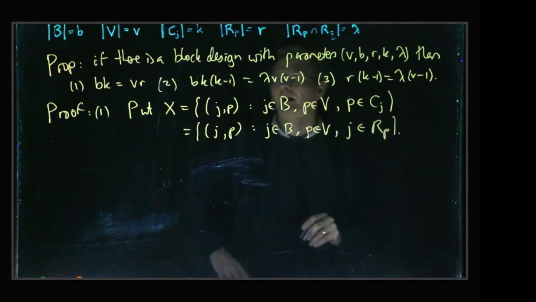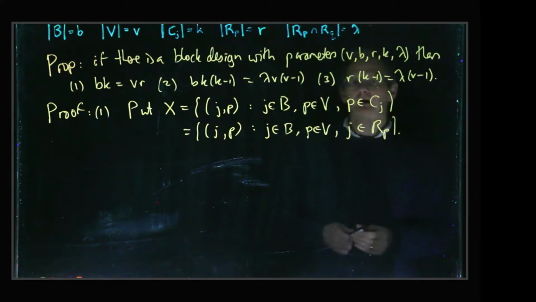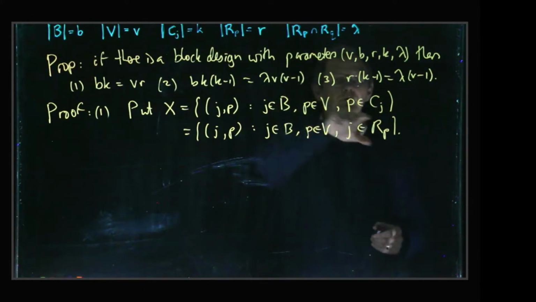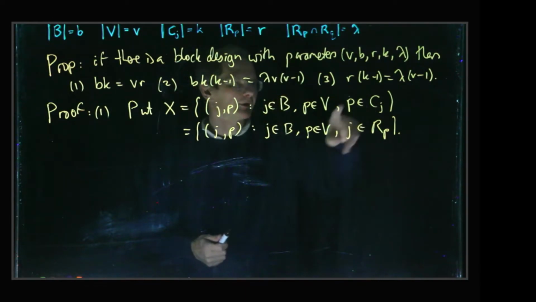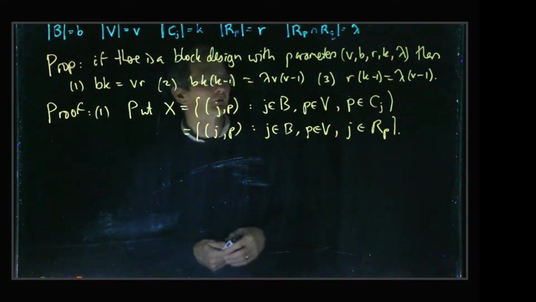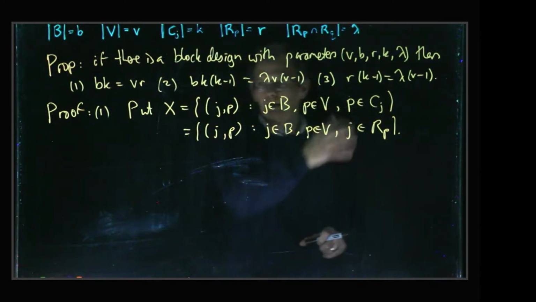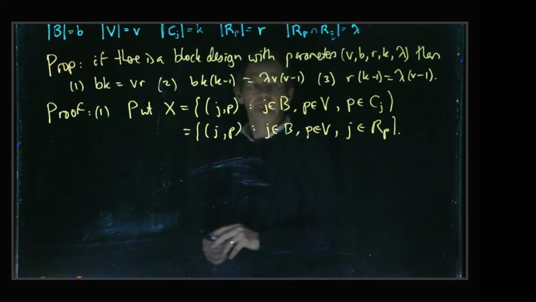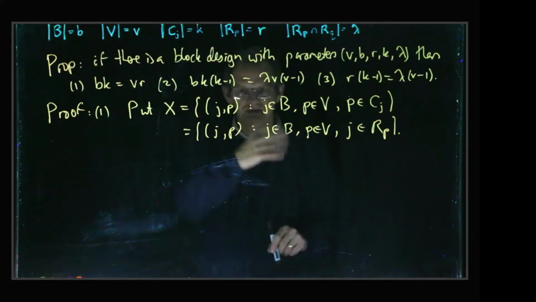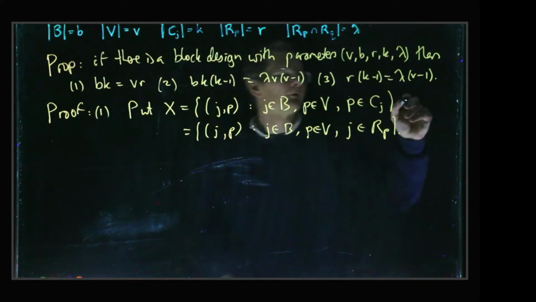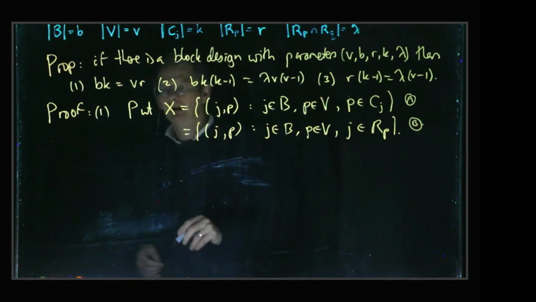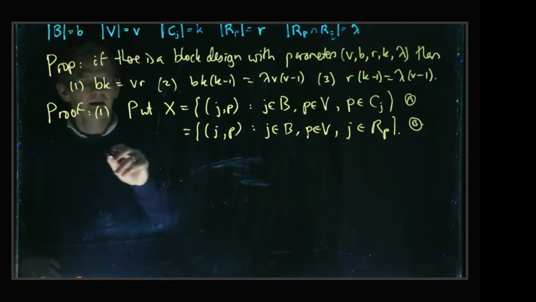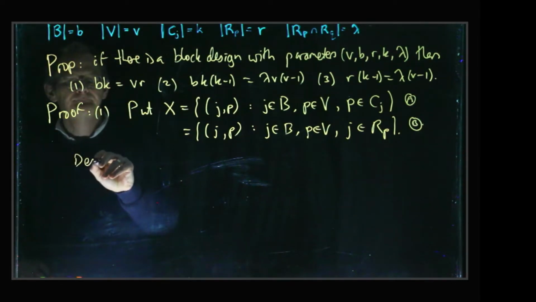But remember the way these row sets and column sets are defined. p lies in Cj if and only if j lies in Rp. In terms of the chessboard diagram, both of these are equivalent to saying that the square (j, p) is white. So these two descriptions are the same, they are the same set. We'll call the first description A, and the second description B.